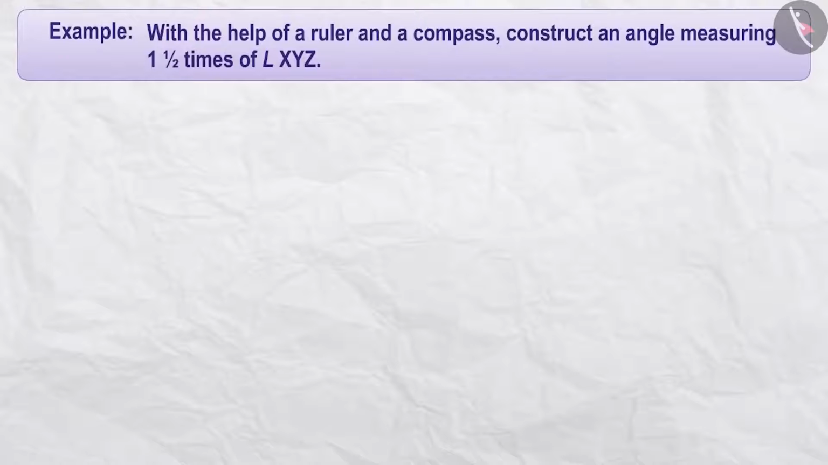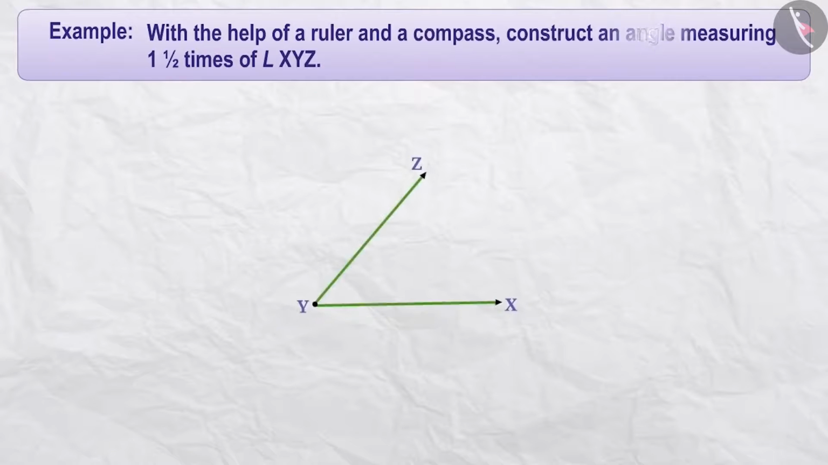Next example. With the help of a ruler and a compass, construct an angle measuring 1.5 times of angle XYZ. At first, this question may seem difficult, but with the correct understanding of the composition of an angle, one can easily solve this question. Here we have to draw an angle 1.5 times larger than the given angle. 1.5 means 1 plus half.